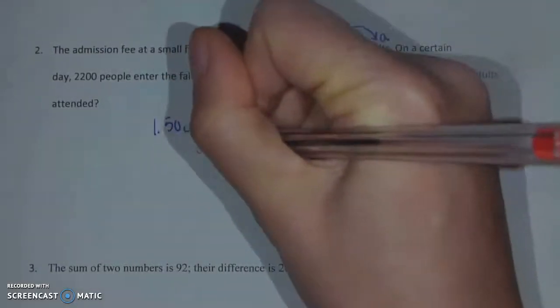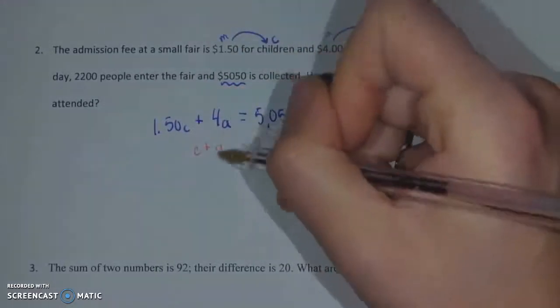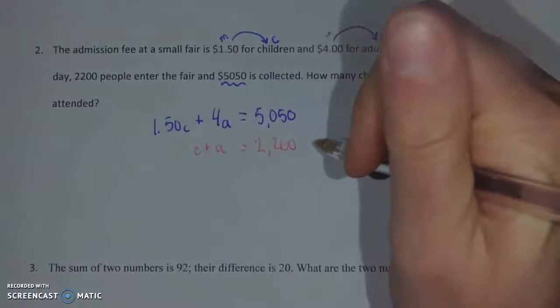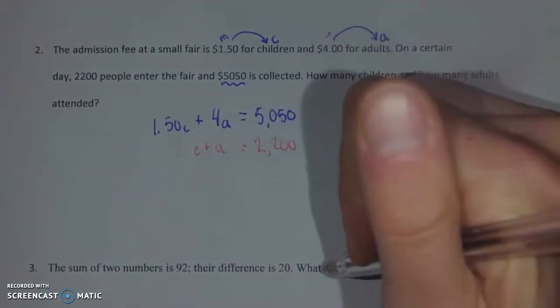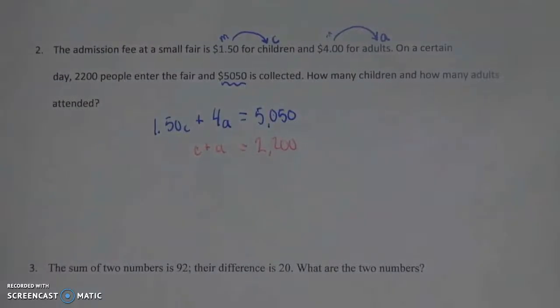So let's just add c plus a because we know that those are the numbers of children and the numbers of adults that went into the fair. That leaves me with this system of equations, and at this point I'd be able to solve that. Once more, I'm going to leave the solving to you, and make sure that when you write your answer, you tell me not just c equals, a equals, but what that means in the context of this problem.